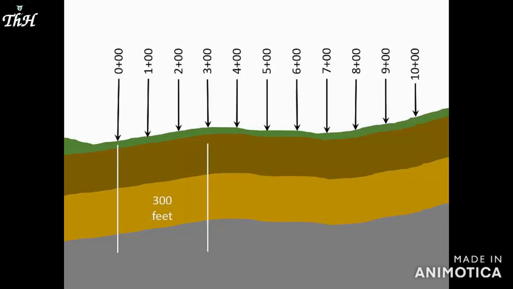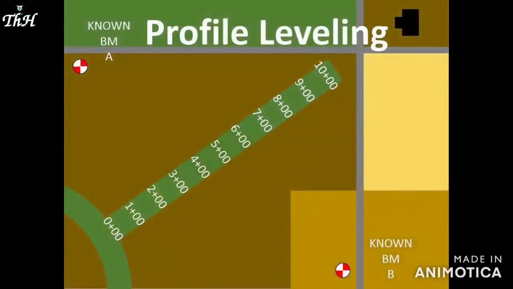This system allows more specific locations as well. The deepest ponding in your waterway occurs at station 6 plus 72. Station 6 plus 72 is 672 feet from the 0 plus 00 origin. Now that we have the stations marked, it's time to use profile leveling to measure the elevation at those stations in the waterway. We'll set up our instrument where we can see the starting benchmark and several of the station marks.